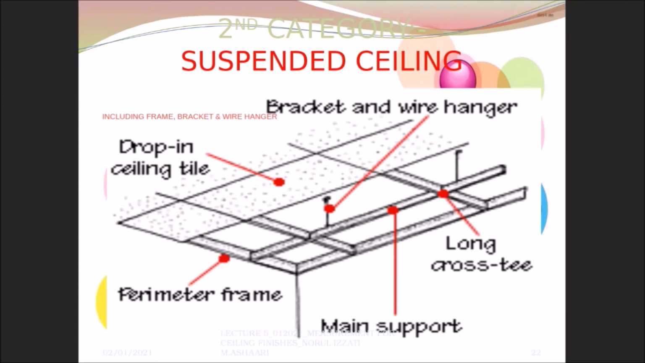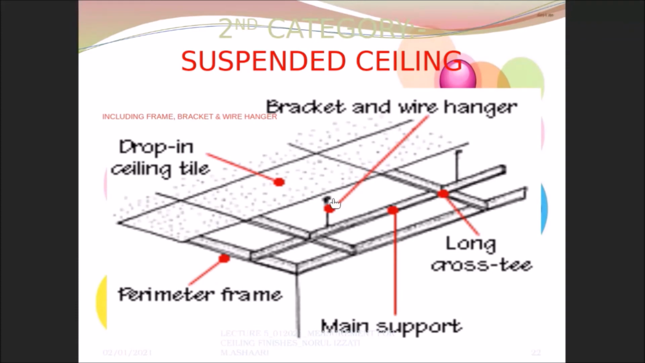Right, drop-in ceiling tile. This is actually the ceiling board or the ceiling itself, but it comes in pieces by pieces. So that's why sometimes you can see the architect use the word ceiling tile, because it comes in one piece by one piece, or one board by one board. Okay, long cross T. This is the support system or the perimeter frame system.